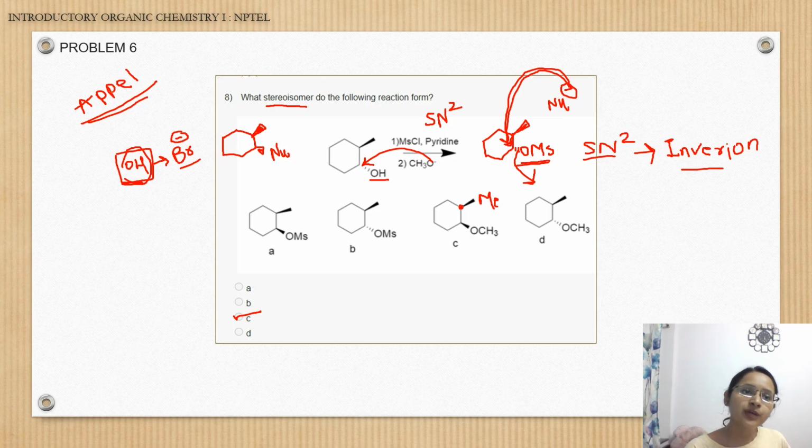So it is homework for you guys. Just read about the Appel reaction and you will relate it to this. Okay. So is it clear how option C is the correct one? Any doubts? Any problem in this question?